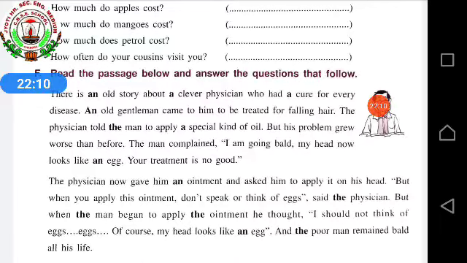My head now looks like an egg. Your treatment is no good." The physician now gave him an ointment and asked him to apply it on his head. "But when you apply this ointment, don't speak or think of eggs," said the physician. But when the man began to apply the ointment, he thought, "I should not think of eggs. Of course, my head looks like an egg." And the poor man remained bald all his life.